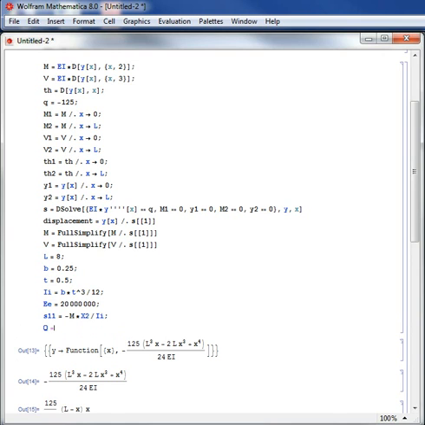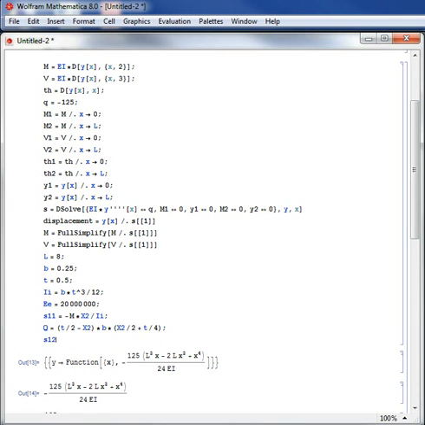Q, similar to the previous problem, is equal to the area multiplied by the height between the area and the centroid of that area. So the height is between the neutral axis and the centroid of the area, which will be equal to 3 over 4 plus x2 over 2.